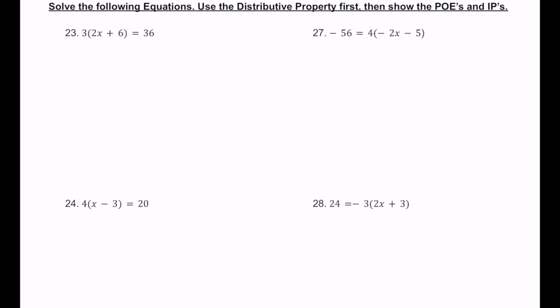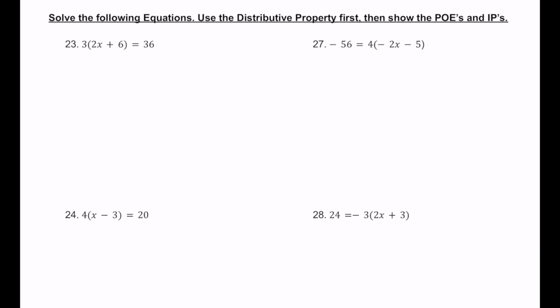Let's check out this next section. So for these ones here, we're going to solve the following equations. We're going to make sure we use the distributive property first, then show the properties of equality and the identity properties. Okay, so first things first, let's use the distributive property. So we're going to say 3 times 2x, and that's going to be 6x. And then we're going to say 3 times the 6 here, that's going to be 18. So we're going to say plus 18 is equal to 36.